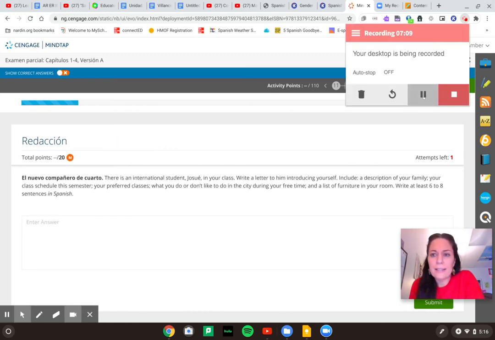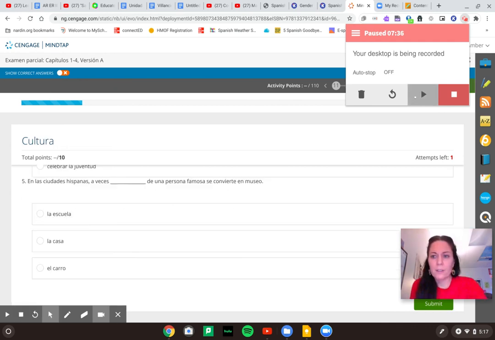There is a reading section that you have to complete before this page. Basically, you're going to read in Spanish, and then you're going to answer some questions. This is a letter to an exchange student, an international student. You want to write them a letter. You want to include a description of your family, your class schedule, your preferred classes. So you want to write that out before you get to this. And please, no translators. You want to do this using the skills that you have. And then you have a little culture section, like usual.